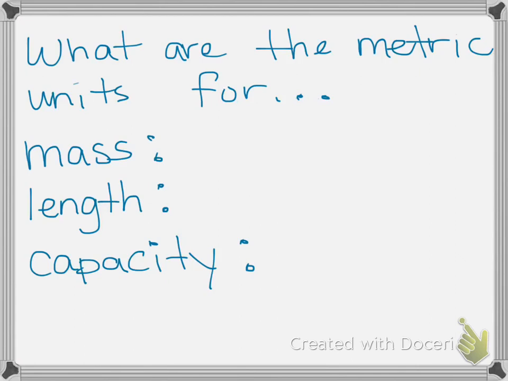So what are the metric units for mass? Okay, mass is sort of like weight. Mass is the fancy way, the scientific way of saying weight. Okay, and those are, let me change my color up here, gram and kilogram, the bigger one. Okay, gram, remember, was super small, and kilogram was quite large, times 1,000.